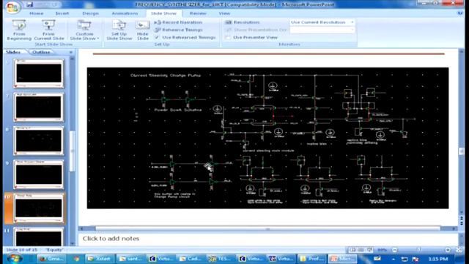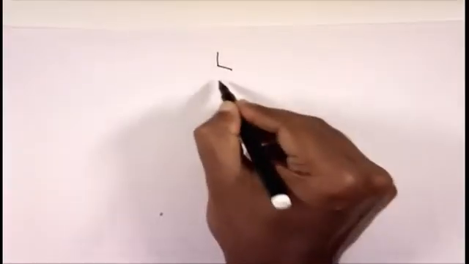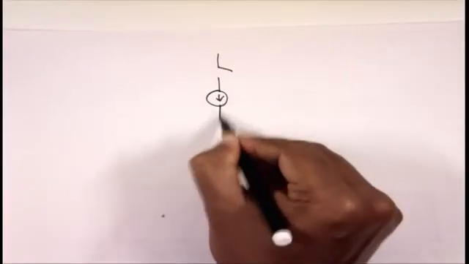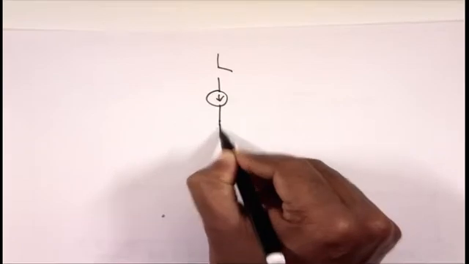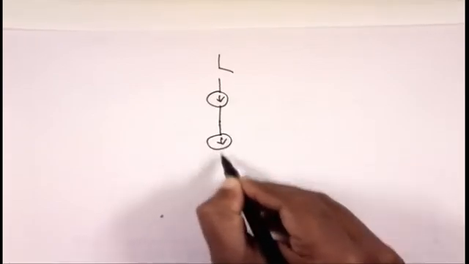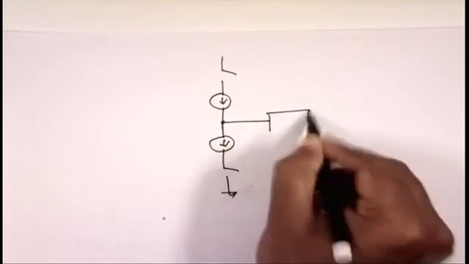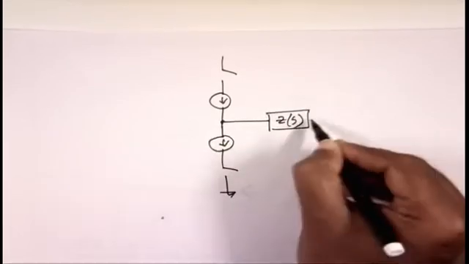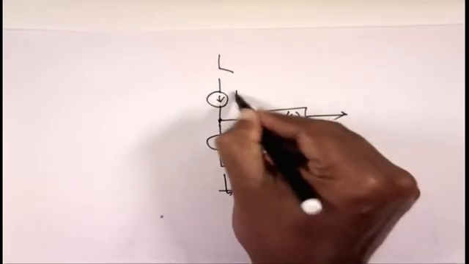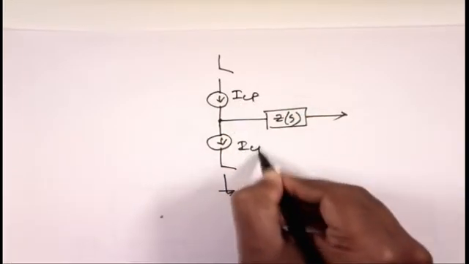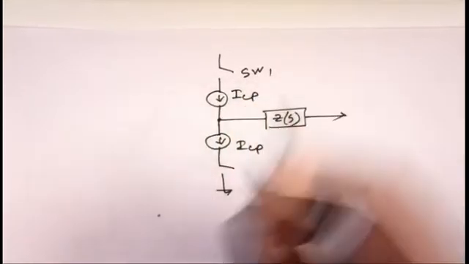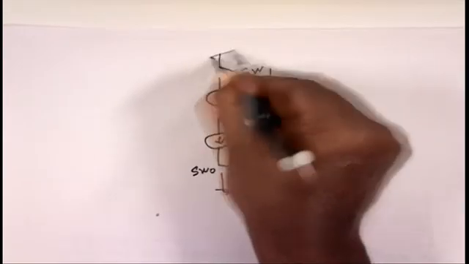So it looks like a switch, then there is a current source, and then again a current sink, then a switch, then the output is the ZF or ZS, the blue filter. Okay, so this is the ICP, the charge pump current, and this is switch 1 and this is switch 0. This is the VDD.